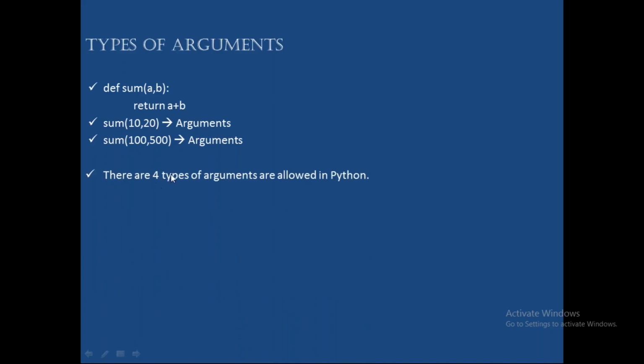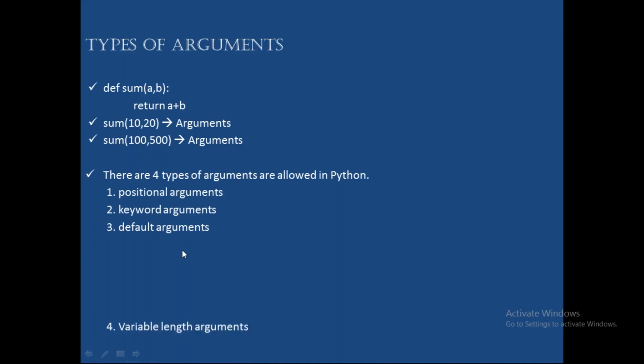There are 4 types of arguments allowed in Python. There are 4 different ways we can pass values to these parameters. One is based on position. The second is keyword arguments. We have default arguments. Then we have variable length arguments. So we have positional argument, keyword argument, default argument, and variable length argument. Let's talk about each argument in detail. What is a positional argument?